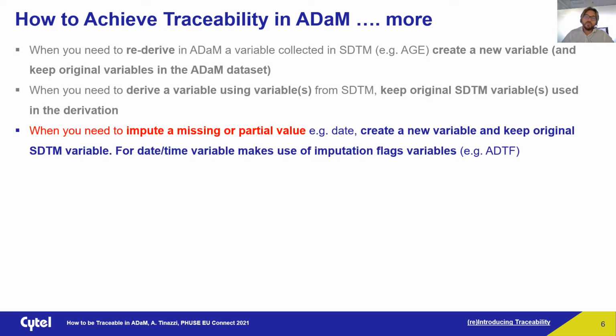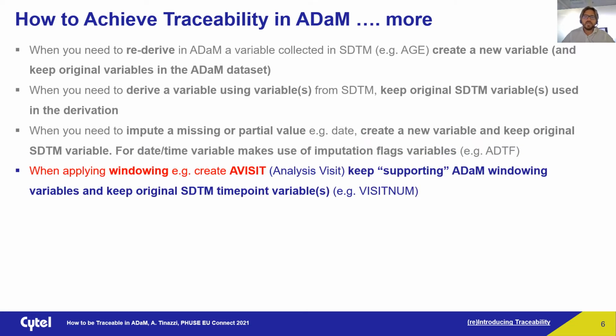When you need to impute a missing or a partial value, for example a date, you should create a new variable in ADaM and keep the original SDTM variable. For datetime variables, you should also make use of imputation flag variables so that it is clear for which part of the date you applied an imputation.